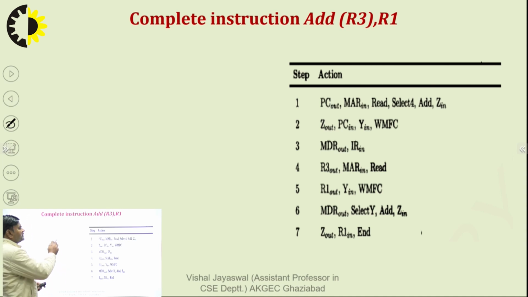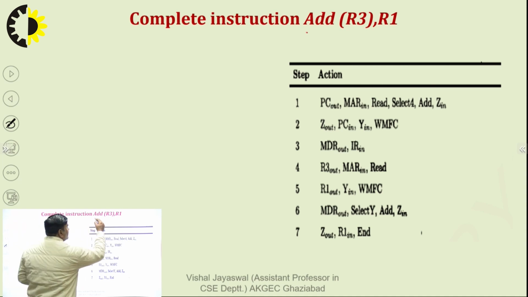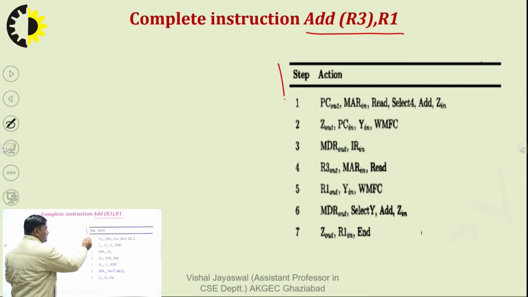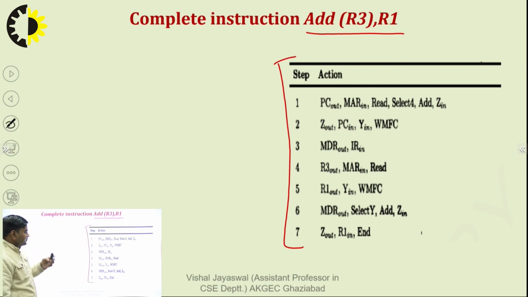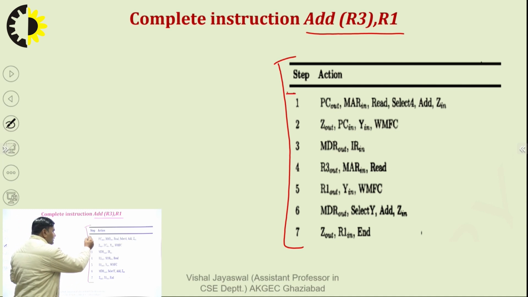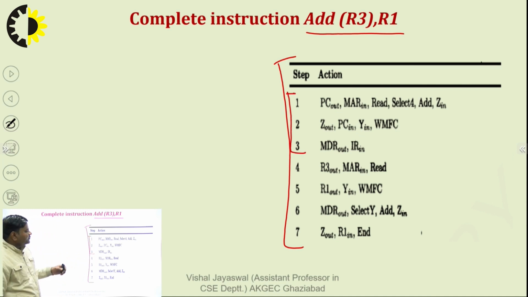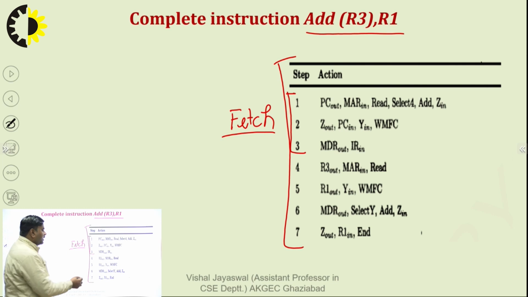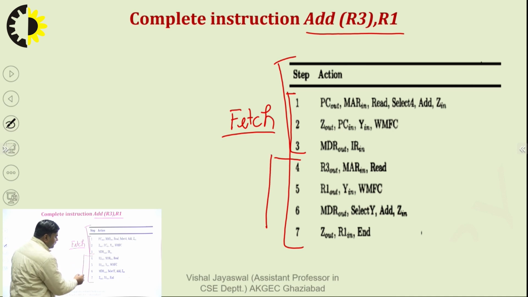This is the complete instruction for add (R3), R1. This is the basic complete instruction for which we are going to take this topic. The first three steps are used for fetching of the instruction from memory. Basically, the first three steps fetch the instruction from memory. After that, from step number 4 is used for execution.